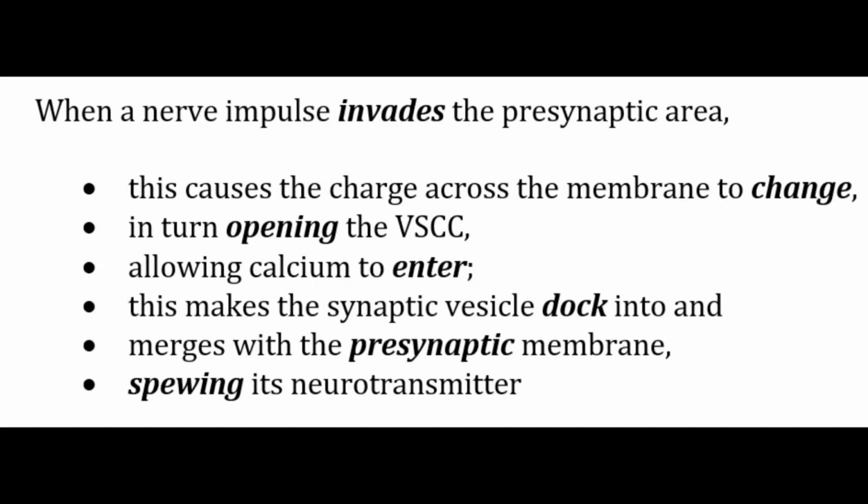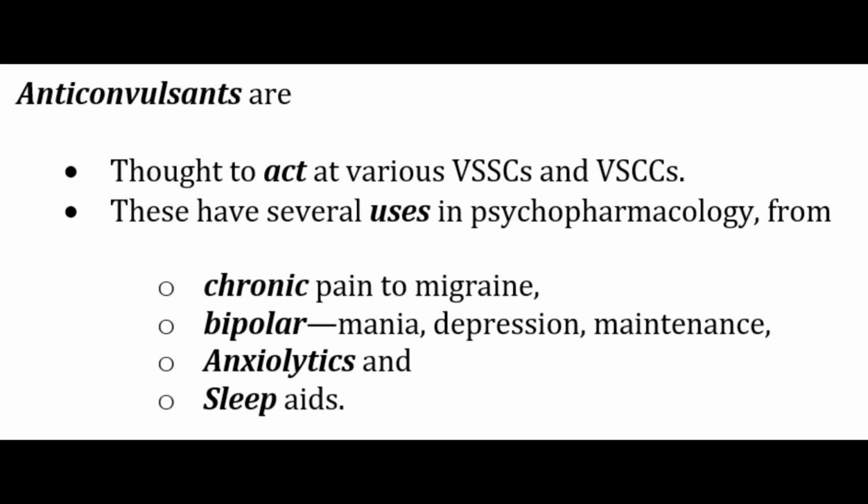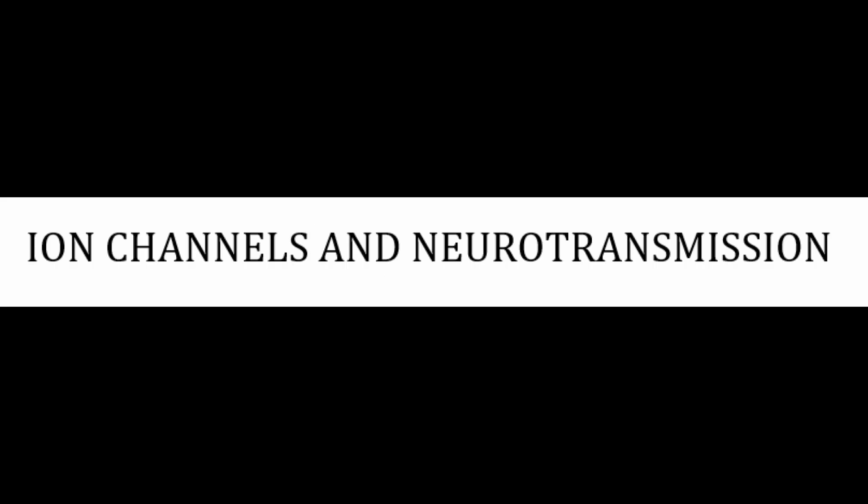When a nerve impulse invades the presynaptic area, this causes the charge across the membrane to change, in turn opening the calcium channels. This allows calcium to enter and makes the synaptic vesicle dock into and then merge with the presynaptic membrane, spilling the neurotransmitter. Anticonvulsants are thought to act on various sodium channels as well as calcium channels. Now let's discuss ion channels and neurotransmission.